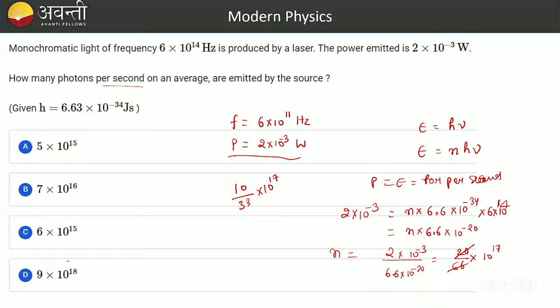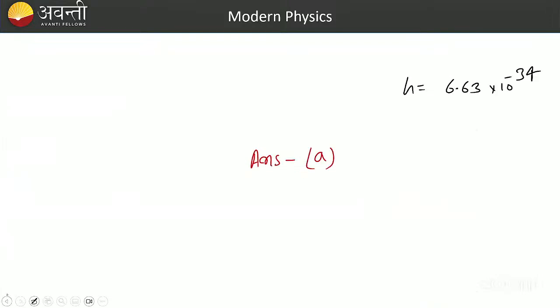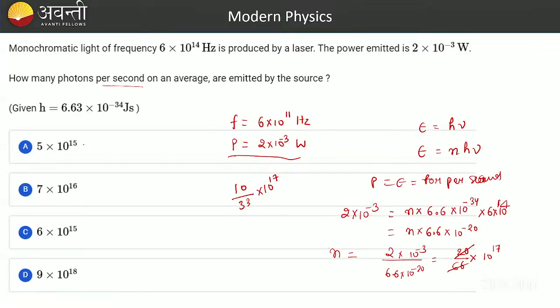Now we also know that this is approximately 3 point something times of this, so the h value is given to you. We can say this will approximately come as 5 into 10 raised to the power 15. Approximately, it comes as 10 raised to the power 15. Okay. Hope you got this.